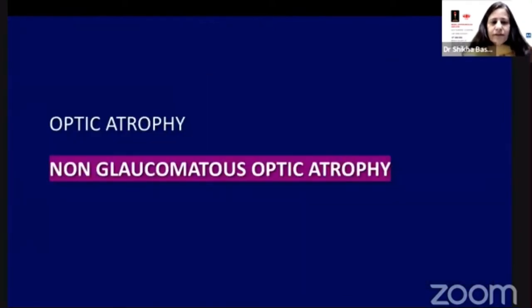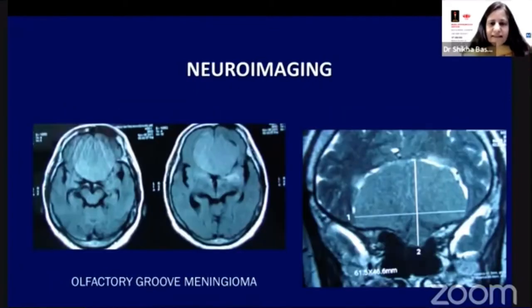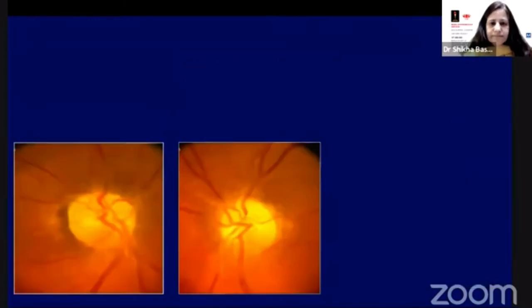Now we are going to look at a few cases of optic atrophy. We are concerned with non-glaucomatous optic atrophy. This elderly lady was complaining of decreased vision for the past 8 months and was getting treated as glaucoma for 4 months. She had become blind in the left eye. She had a vision of only counting fingers at 50 centimeters, and IOP was normal. I don't need any other test in the eye, just an MRI, and there is an olfactory groove meningioma there.